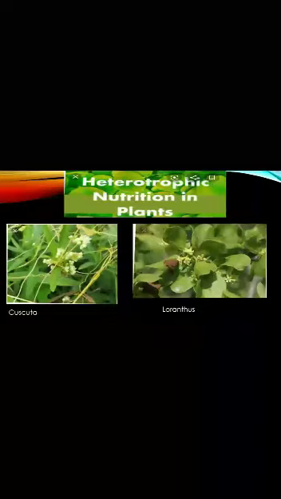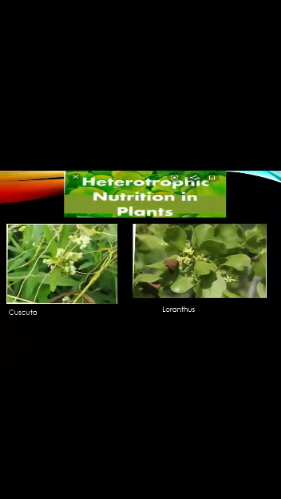Now, say students, the next type of plant, other than symbiotic nutrition, is heterotrophic plants. Heterotrophic plants do not contain chlorophyll. Then from where do they get the food? These plants grow on the body of other plants to obtain food, and are called parasitic plants. For example, Loranthus and Cuscuta.